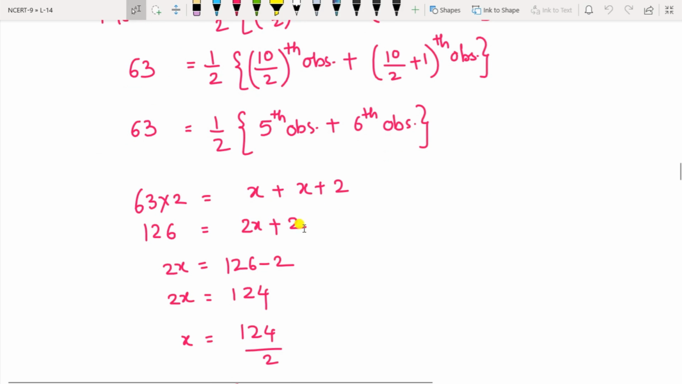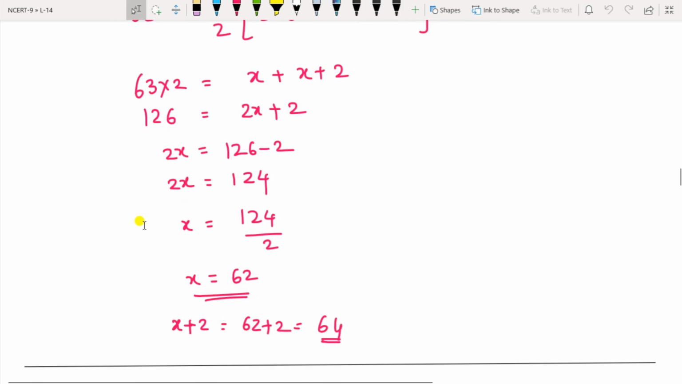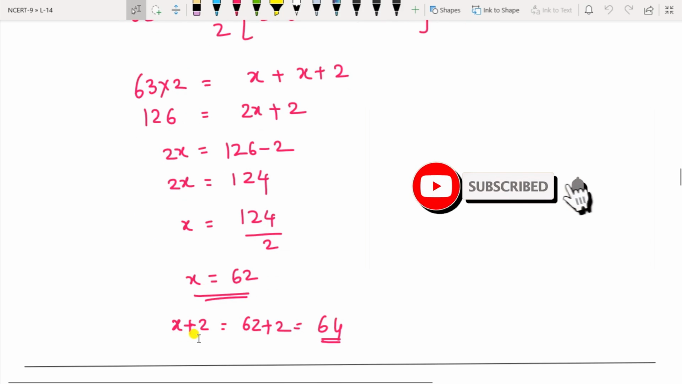Now this is a linear equation. You can solve it for x. Bring this 2 to the other side, subtract it and divide by 2. You get the answer as x equal to 62. With x equal to 62, you can find x plus 2 also, that is the 6th observation. 62 plus 2 is 64.